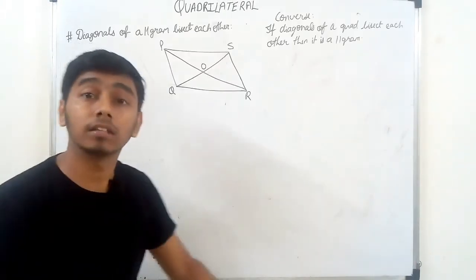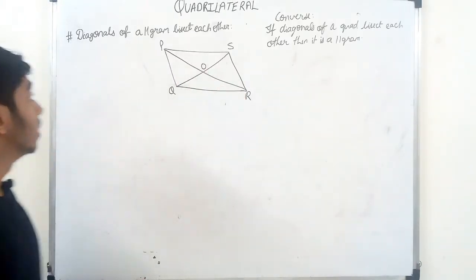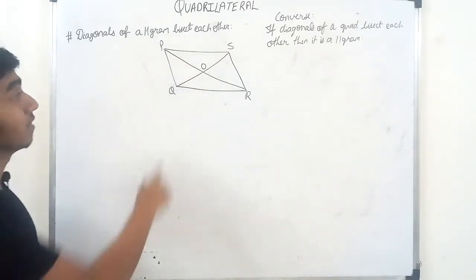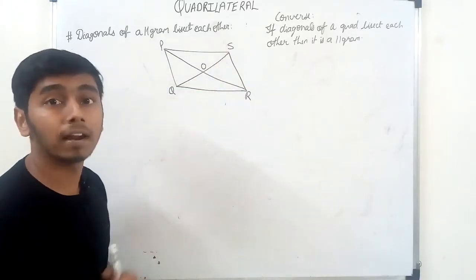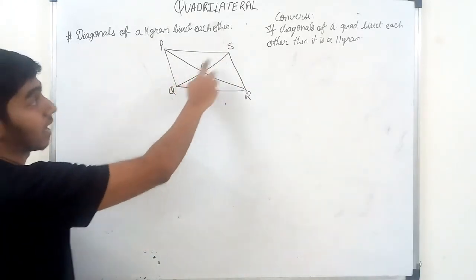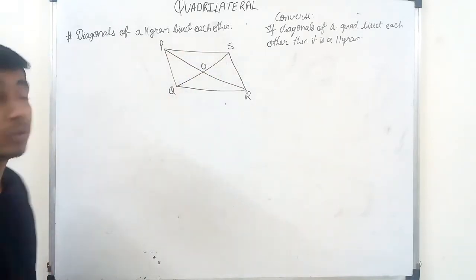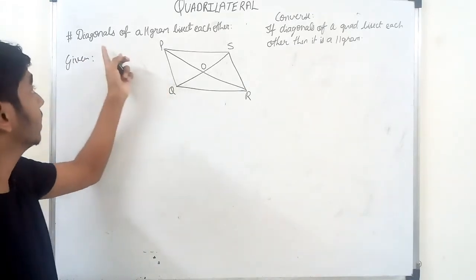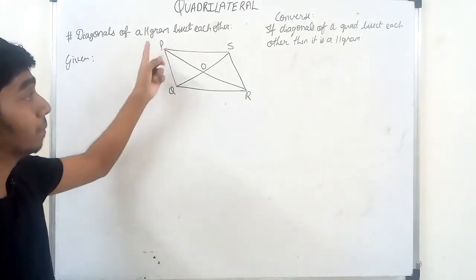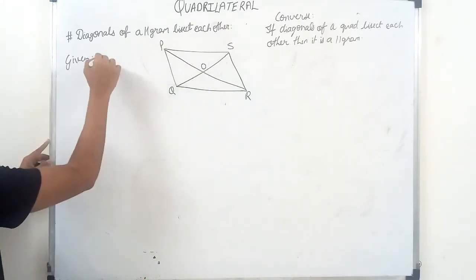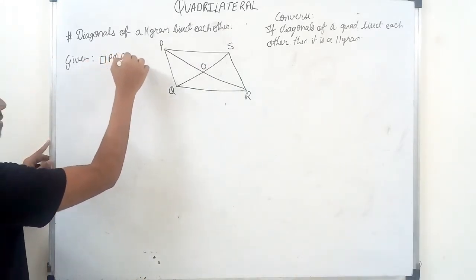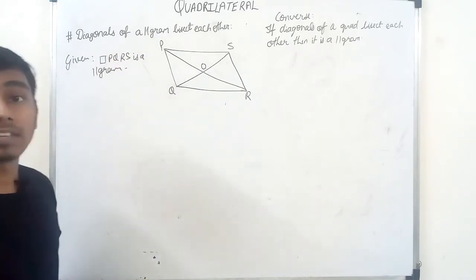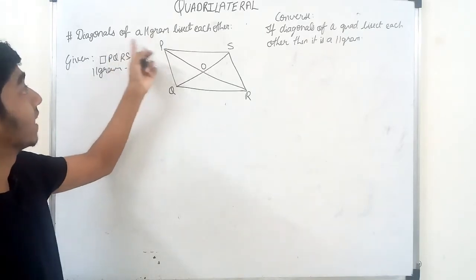Now we are taking another theorem and its converse. This theorem says diagonals of a parallelogram bisect each other. That means if we have PQRS, that is a parallelogram, and these are the diagonals QS and PR. So let's also write what is given to us. We have to say that quadrilateral PQRS is a parallelogram, that is given, and diagonals bisect each other.